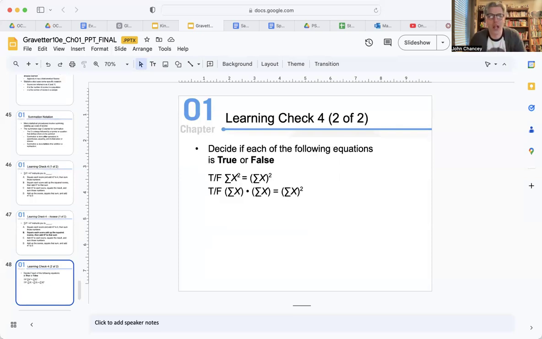Decide if each of the following is true. The sum of x squared equals parentheses, the sum of x, squared. Are those the same thing? Also, the second one: the sum of x times the sum of x is equal to the sum of x, squared. Are these true or false? Just go ahead and pause the video here. Come back when you think you have an answer.